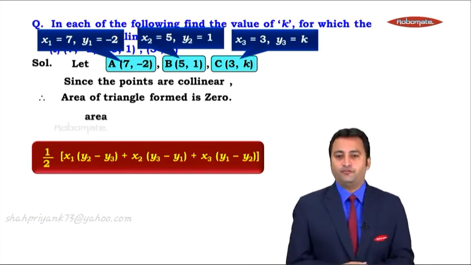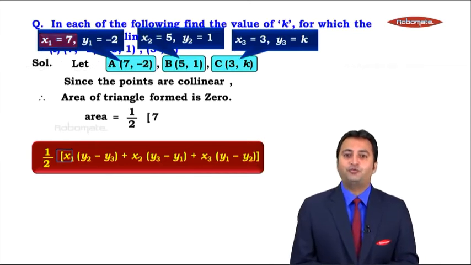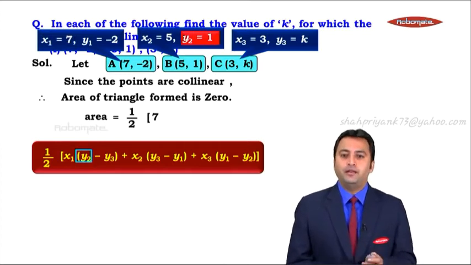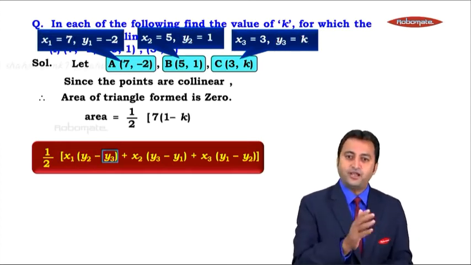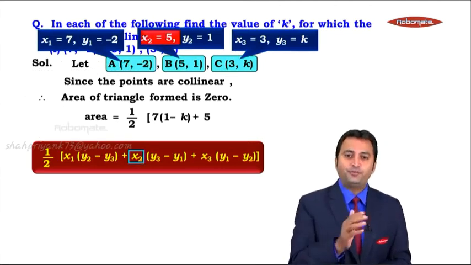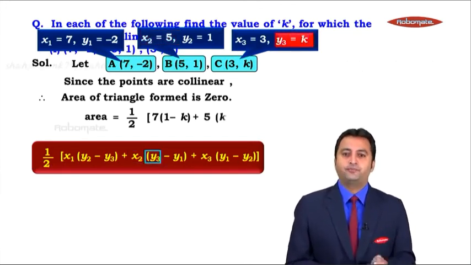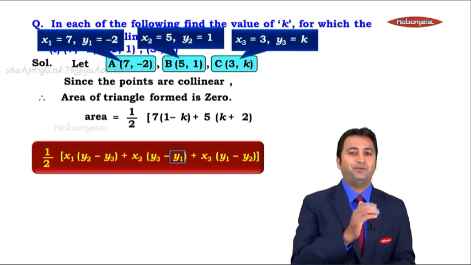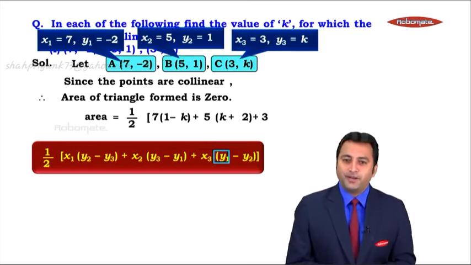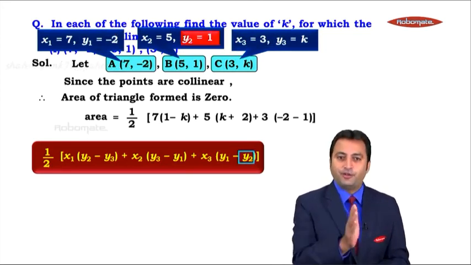Let us continue with the area formula. That is half into bracket x1. How much is x1? 7. Continue. y2 minus y3. It should be 1 minus k. Second product will be x2. How much is x2? It is 5 into bracket (y3 minus y1). That is k minus of minus 2, that is k plus 2. Third bracket is x3. That is 3 into bracket (y1 minus y2). It should be minus 2 minus 1. We substituted all the values.